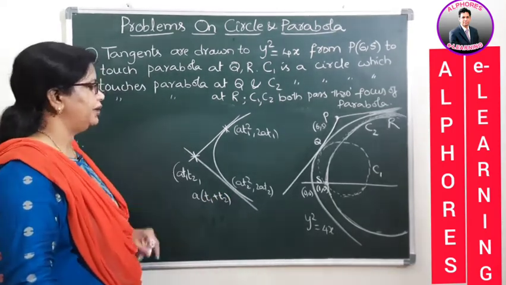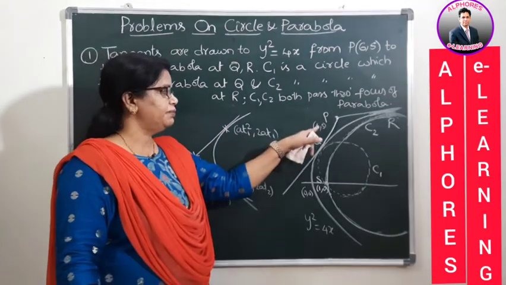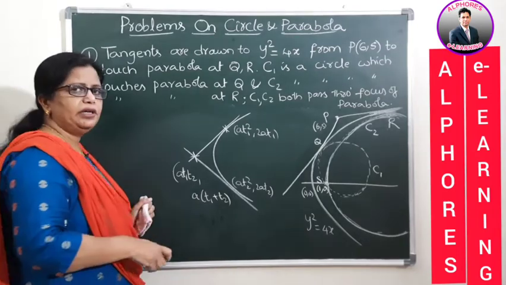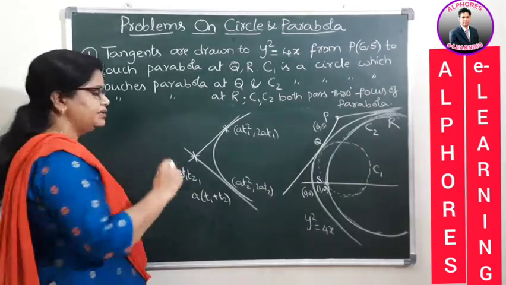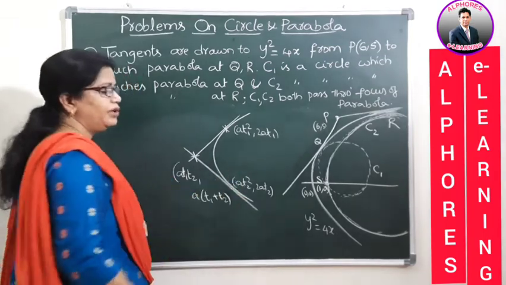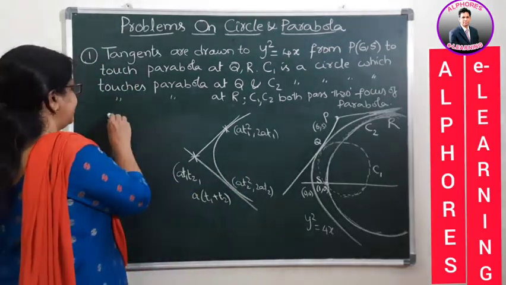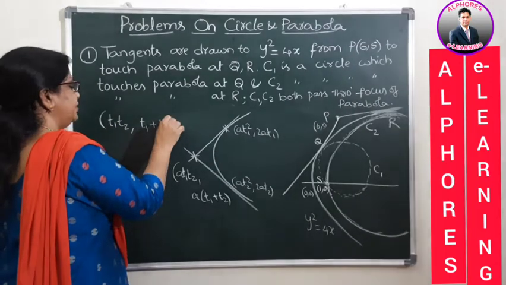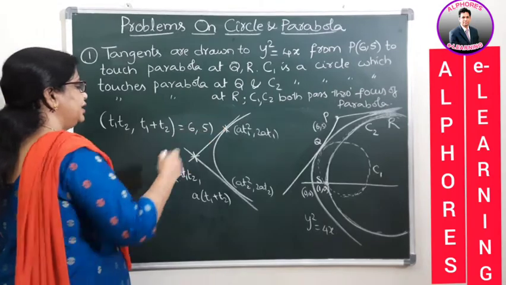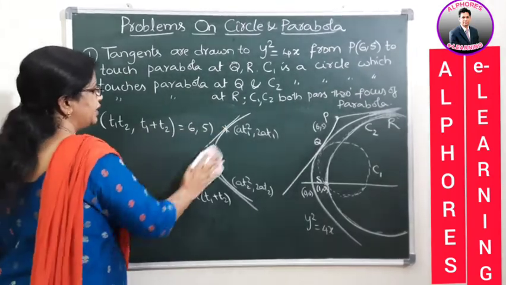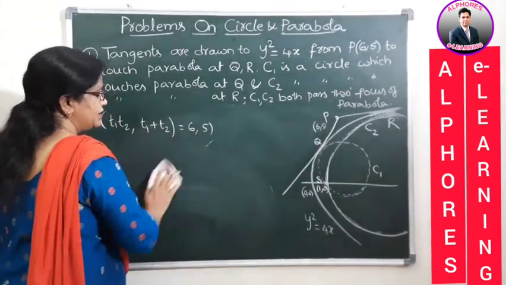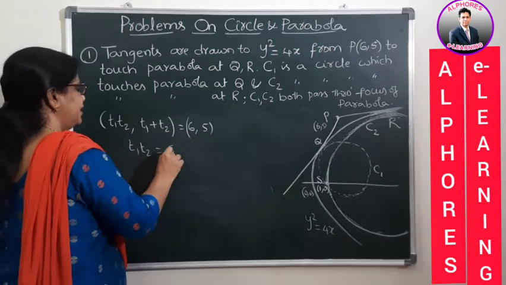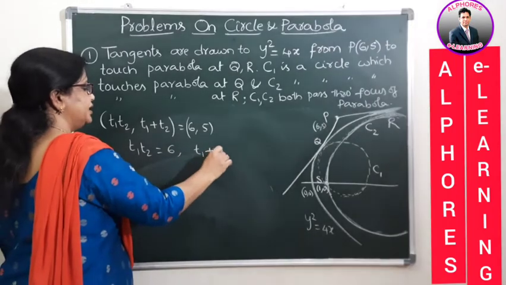And now in this problem, what is that (a t1 t2, a into t1 plus t2)? It is clearly (6, 5). So that point is already given. Of course, a equals 1. Therefore, (t1 t2, t1 plus t2) is nothing but (6, 5). Now let us equate abscissa and ordinate. So t1 t2 is equal to 6 and t1 plus t2 is equal to 5.